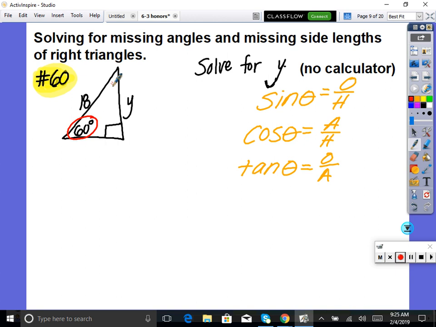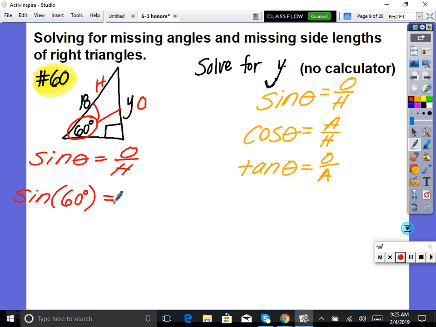One more thing to note: don't be that person on the test that goes, this squared plus this squared equals this squared. Angles don't do that. Instead, we're going to set up a true statement. From angle theta, aren't we given the opposite and the hypotenuse side? So which trig ratio uses opposite and hypotenuse? Sine. So I'm using sine of theta equals opposite over hypotenuse, and then inserting everything I know. So sine of 60 degrees equals, my opposite side is y, isn't it? And my hypotenuse is 18.